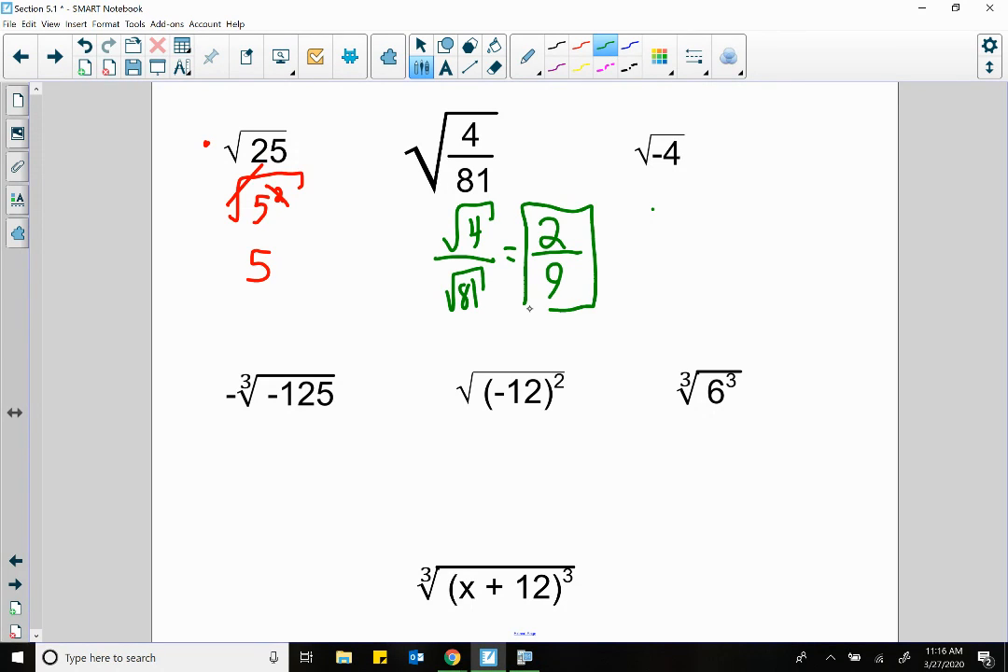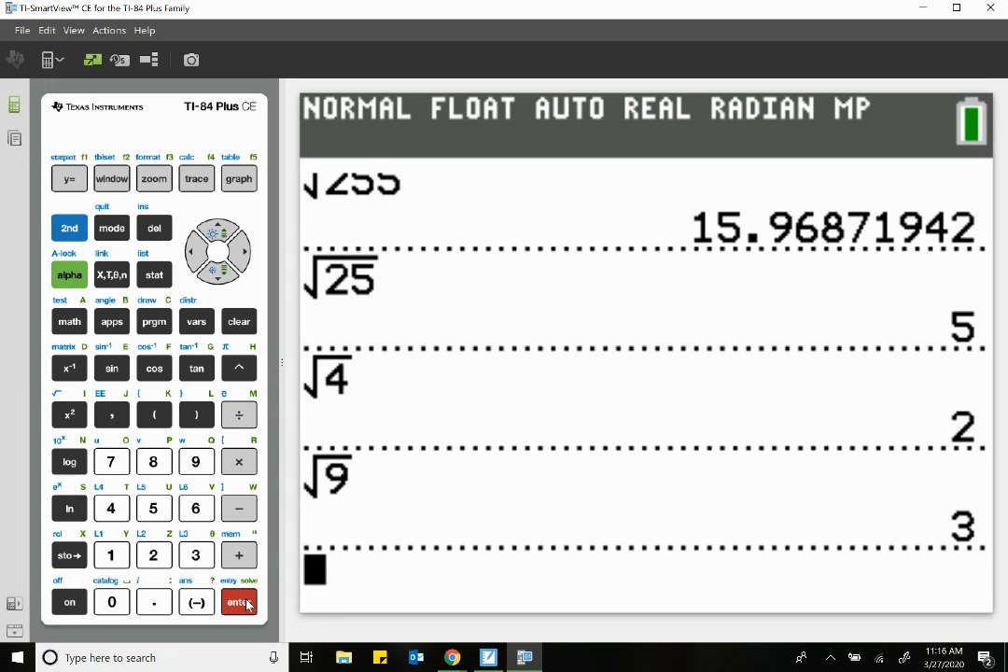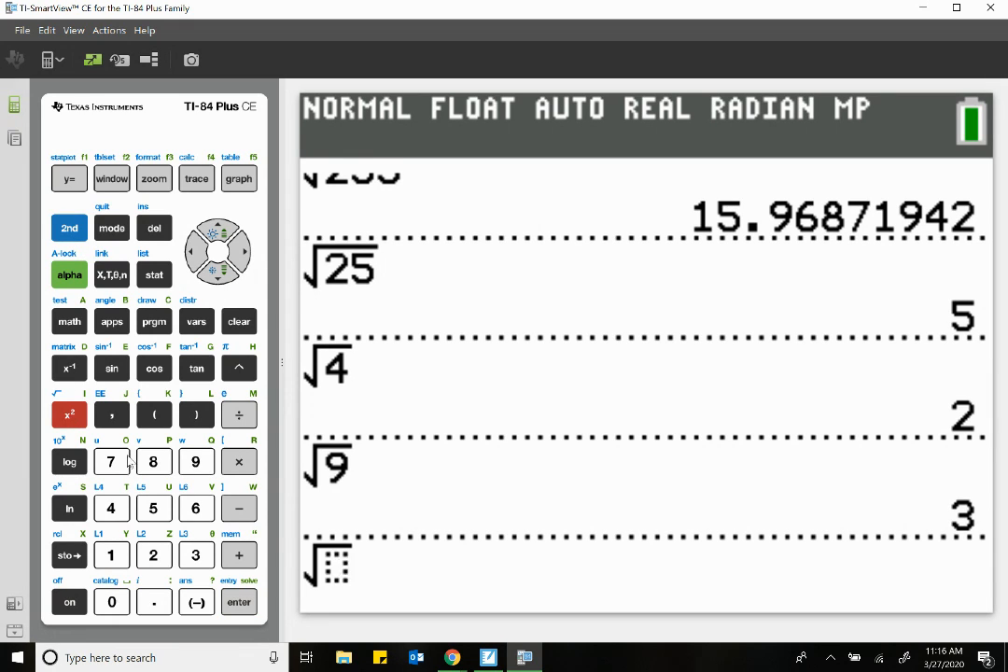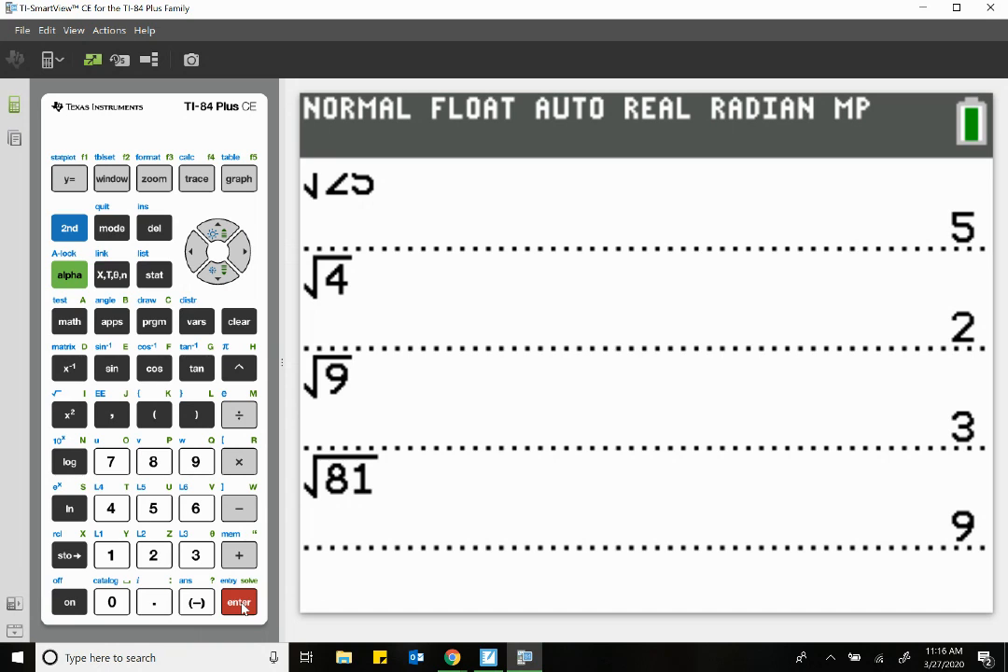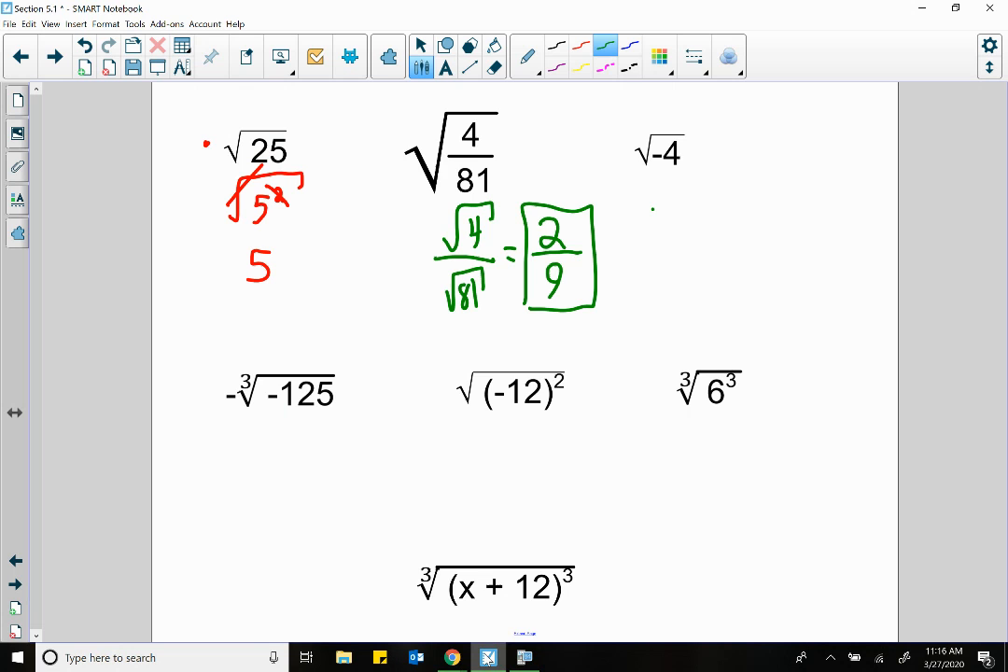And that's the answer. Again, just to show you, go to your calculator, second x squared, 4, 2. Second x squared, 9, 3. Sorry, square root of 81. Square root of 81 is 9. And there you go. So 2 over 9.